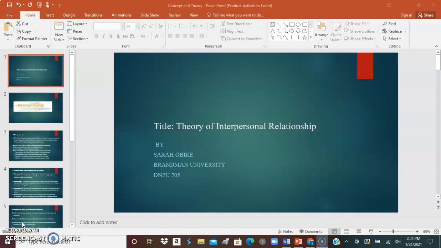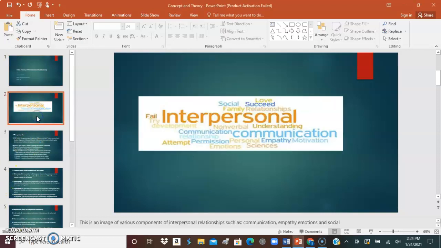My name is Sarah Obike, and I'm presenting the theory of interpersonal relationship in nursing care. This is an image of various components of interpersonal relationship, such as communication, empathy, emotion, social, etc.